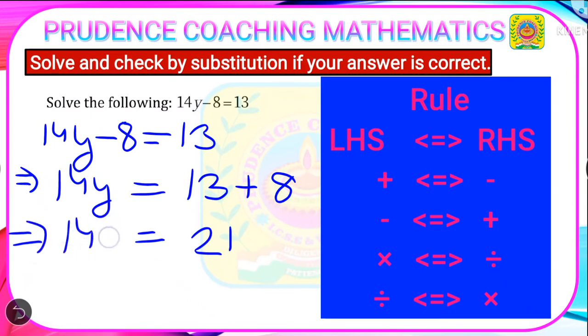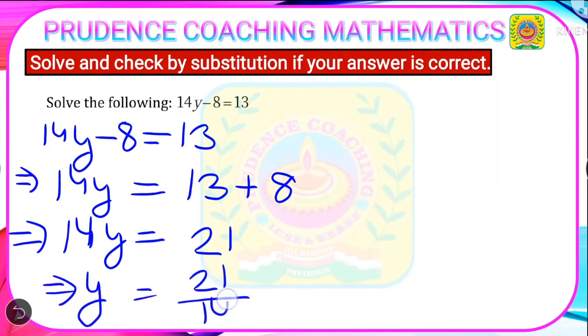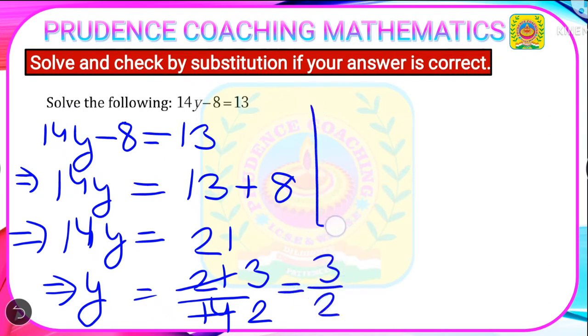So 21, and we have here 14y. We need to take this 14, which is the coefficient of the variable y, towards the right. So y will be equal to 21 by 14. Now if we cancel with 7, 7 3s are 21, and 7 2s are 14. So the final value of y is 3 by 2. Now we need to check whether our answer is correct or not.